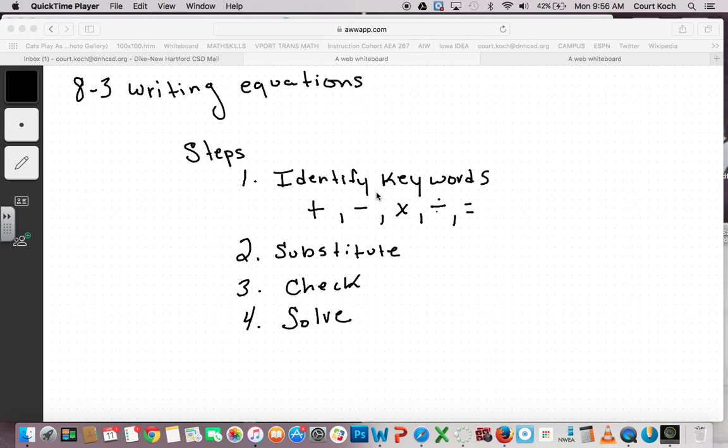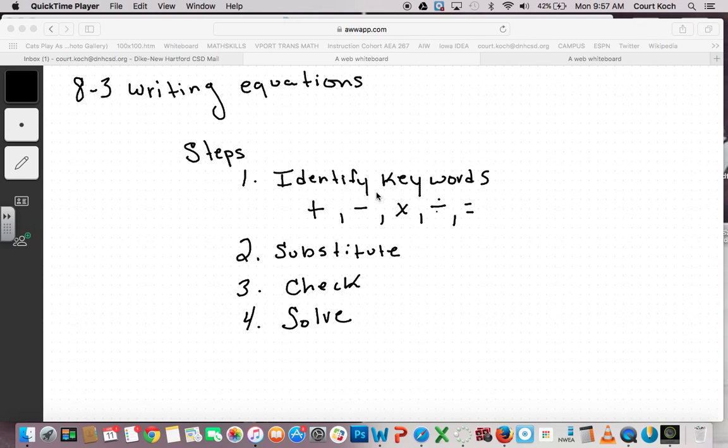Guys, I want to go ahead and talk to you about lesson 8.3, where we're going to begin writing some equations. Last week we took a look at one-step and two-step equations. Today we're going to be looking at how I build those. And this is really going to be key moving forward.